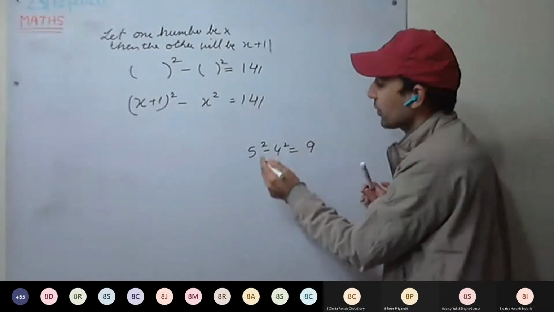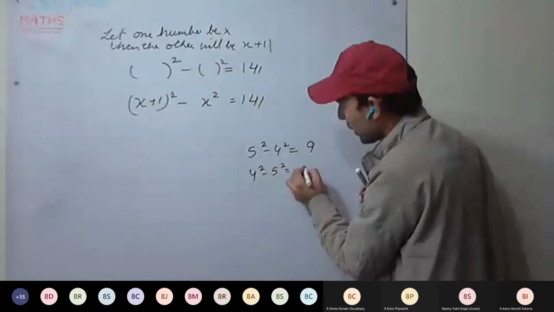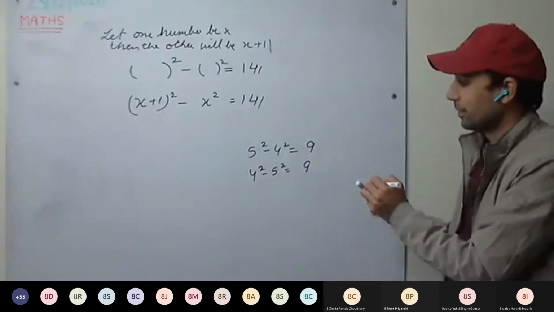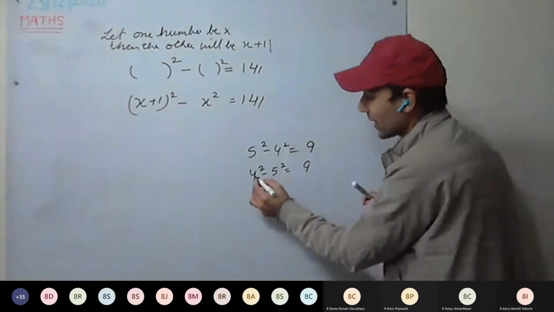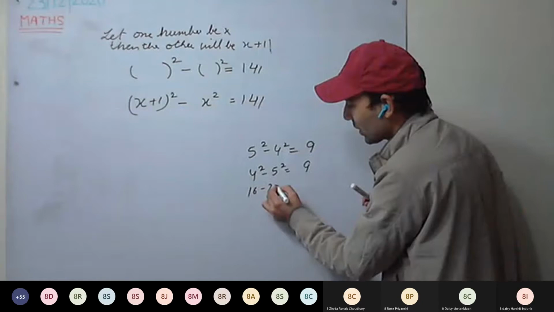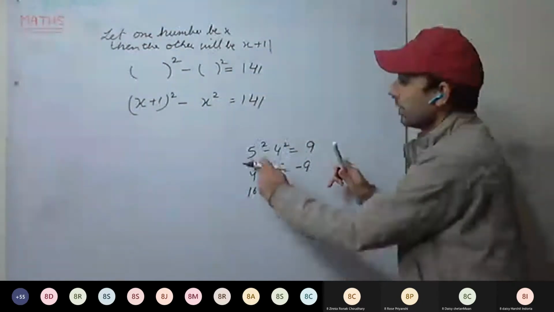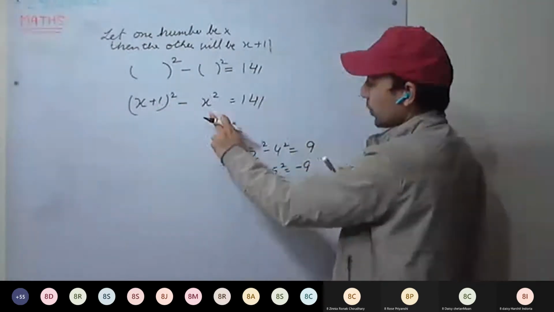If I write it like this, small number squared minus, are you going to get 9? No, sir. How are you going to get minus 9? 8 minus 25 will be minus 9. So what do you have to subtract here? The bigger number, and from the bigger number we will subtract the smaller number.